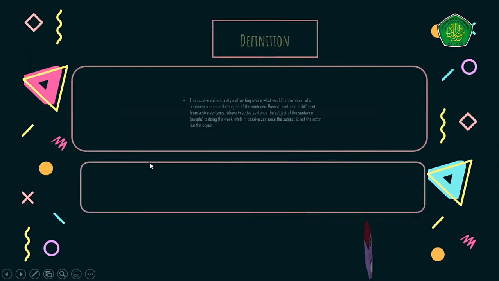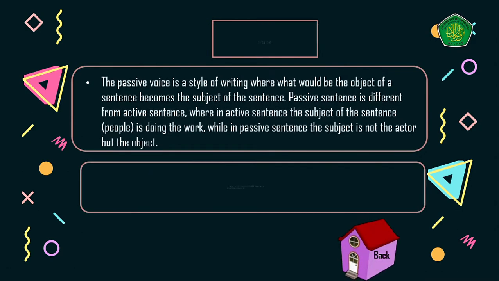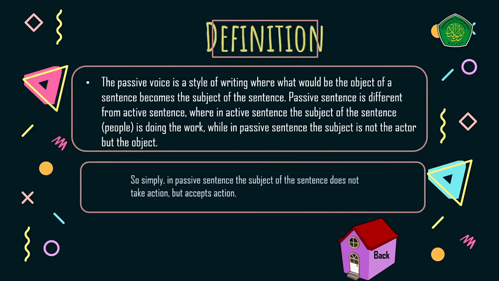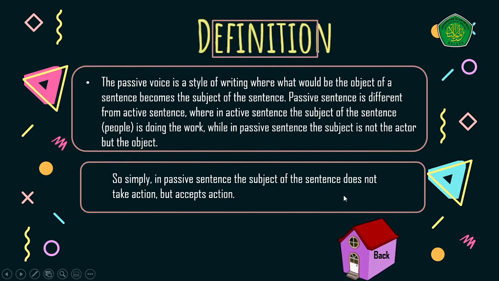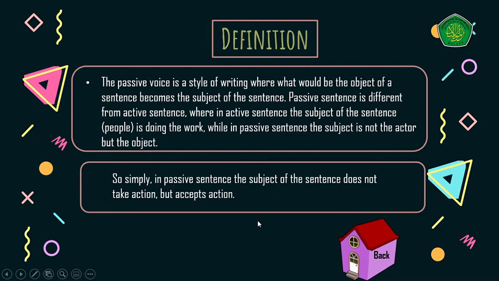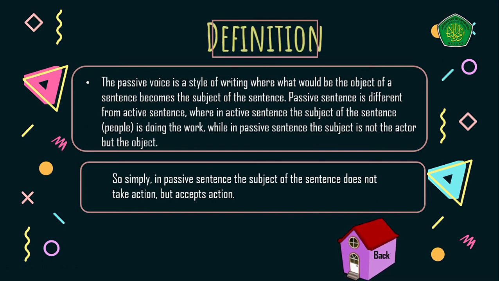What is passive voice? The passive voice is a style of writing where what would be the object of a sentence becomes the subject of the sentence. A passive sentence is different from an active sentence, where in an active sentence the subject of the sentence is doing the work, while in a passive sentence the subject is not the actor but the object. So simply, in a passive sentence the subject of the sentence does not take action, but accepts action.